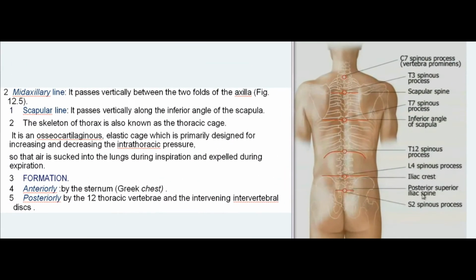2. Mid-axillary line: it passes vertically between the two folds of the axilla, Fig 12.5. 3. Scapular line: it passes vertically along the inferior angle of the scapula.